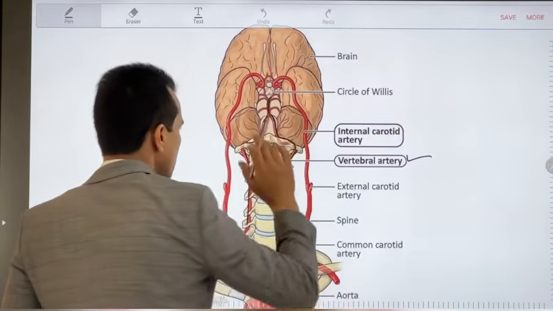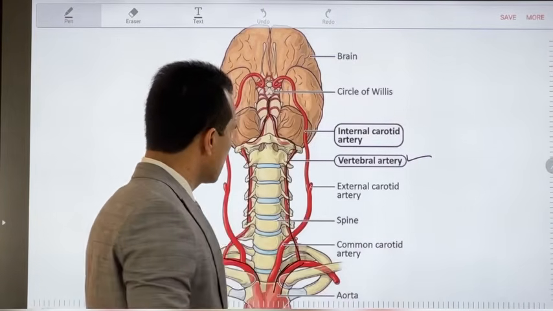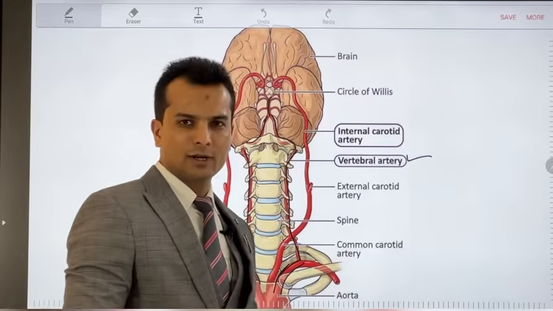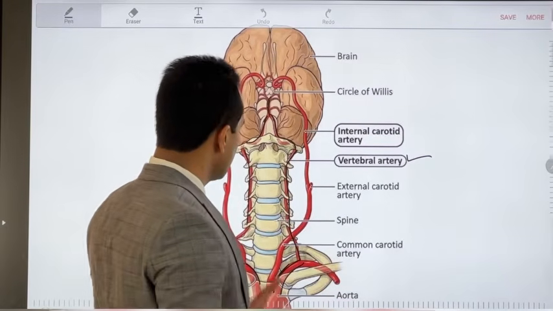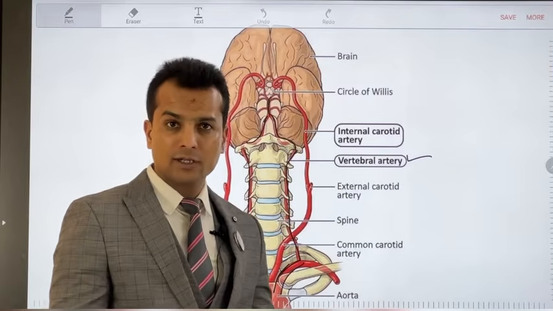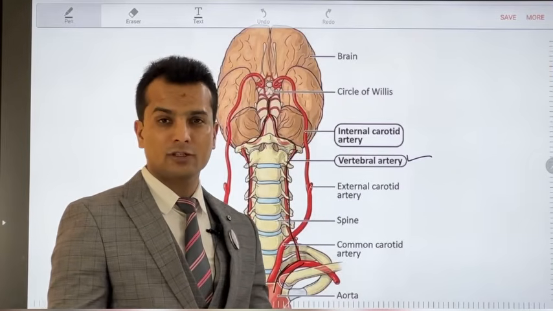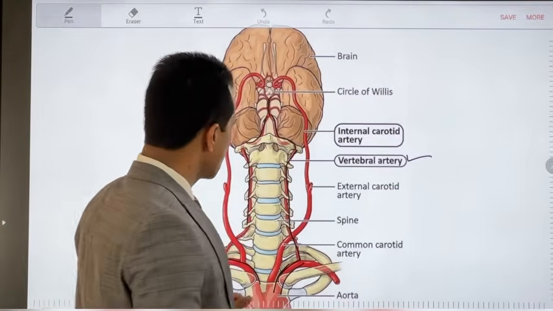So the posterior inferior portion of the brain gets its blood supply from the vertebral artery and another branch of the vertebral artery, that is the basilar artery. I have explained the complete blood supply, the circle of Willis. The lecture is available, you can watch that lecture on the blood supply of the brain also.